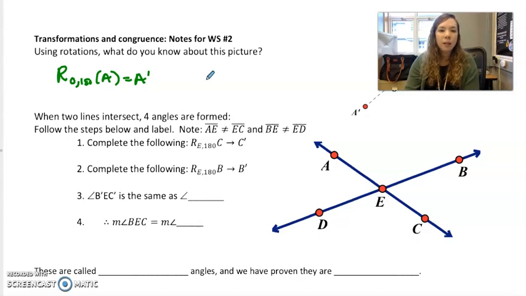So follow steps and label. Note AE is not equal to EC and BE is not congruent to ED. So we're not saying that these are bisectors where they intersect. We can't know anything about the segments necessarily. But it says complete the following.